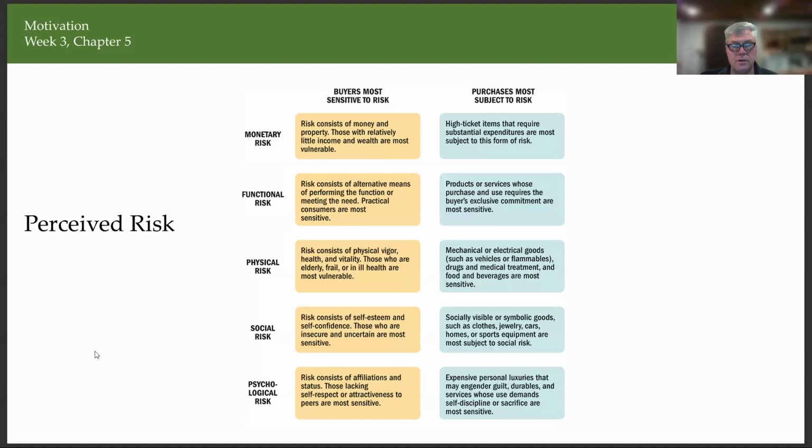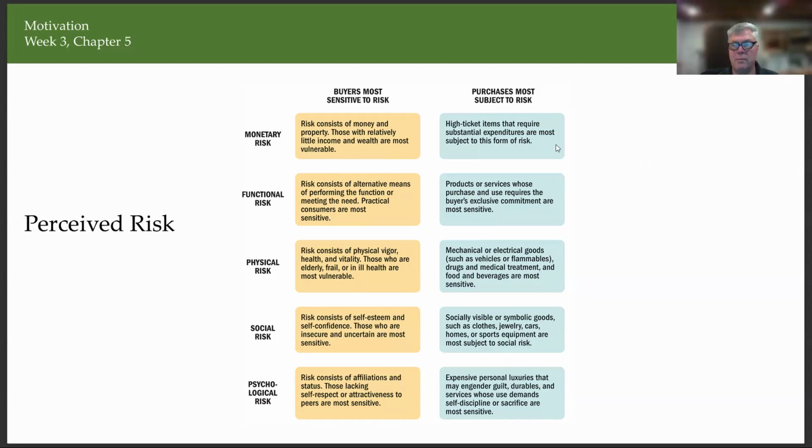Perceived risk, which is a big one. And this is something that really allows people to talk themselves out of things. Very rational in the way it works. Buyers most sensitive to risk: monetary risk, money and property; functional risk, alternative means of performing the function, meeting the need. Practical consumers are most sensitive.